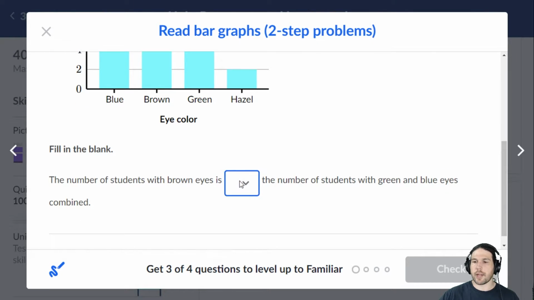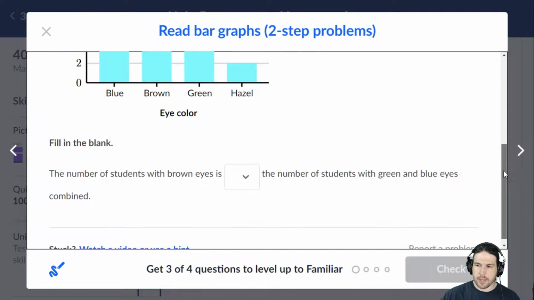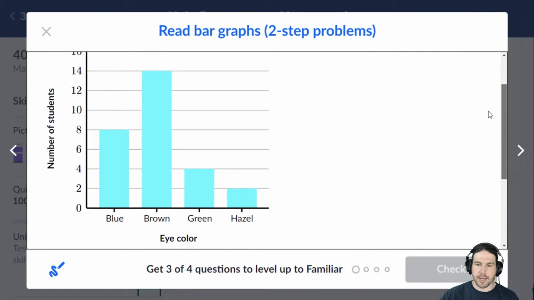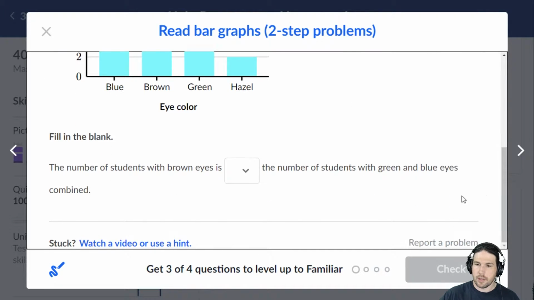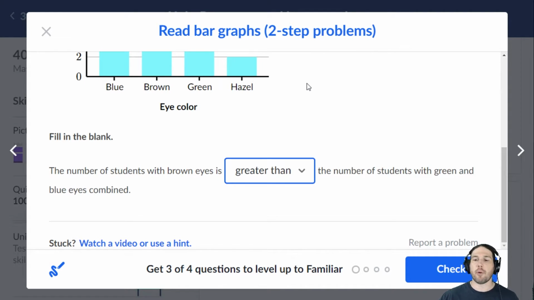All right, so we're going to look at greater than, fewer than, or equal to. So the number of students with brown eyes is blank the number of students with green and blue combined. Let's see. I see 4 with green and 8 with blue. That's 12 total. Brown still has more. The number of students with brown eyes is greater than. And again, using a precise word like greater than rather than just more than is very important. It is precise language that will come up later on in class.